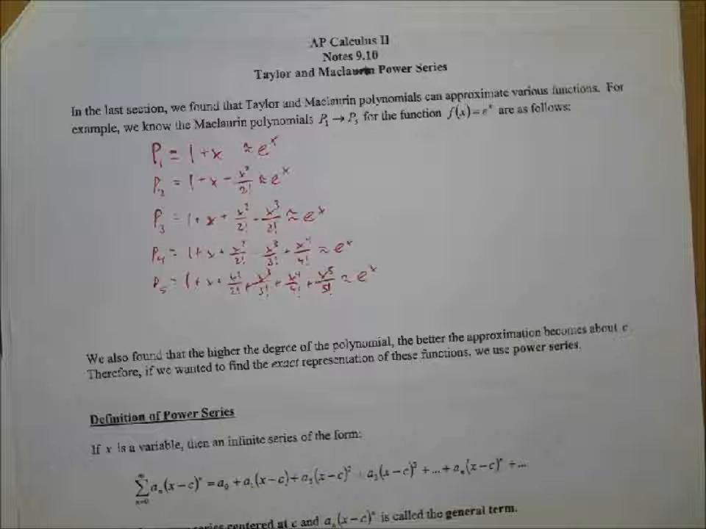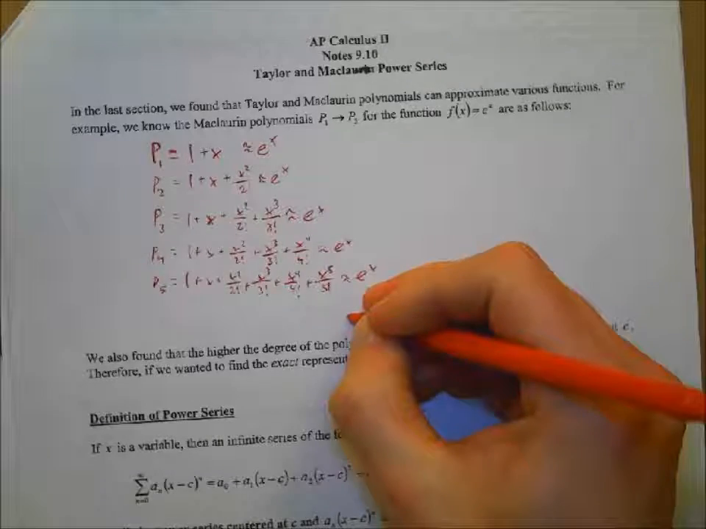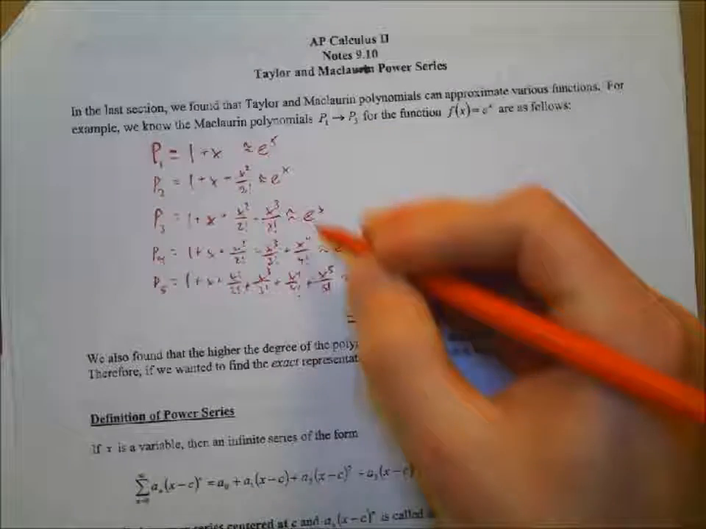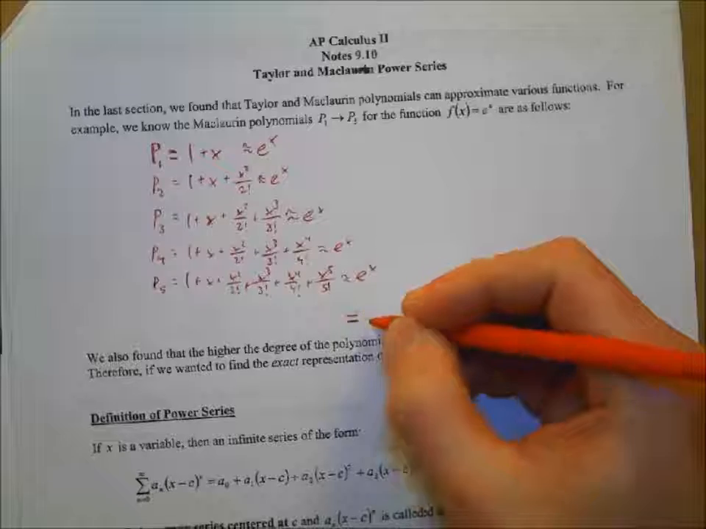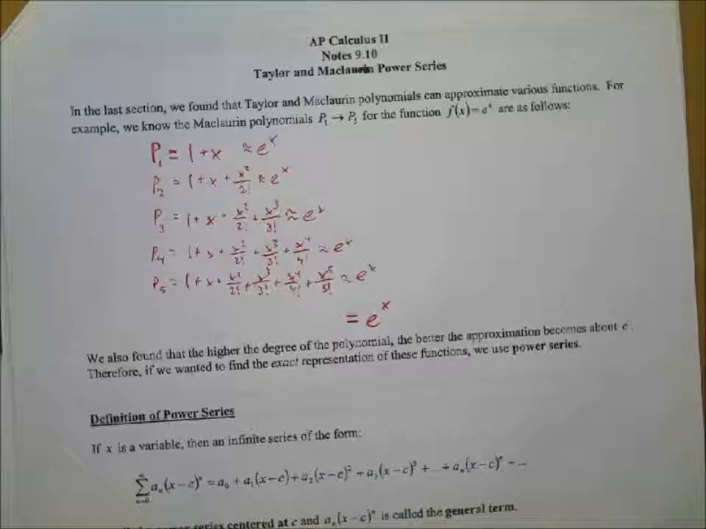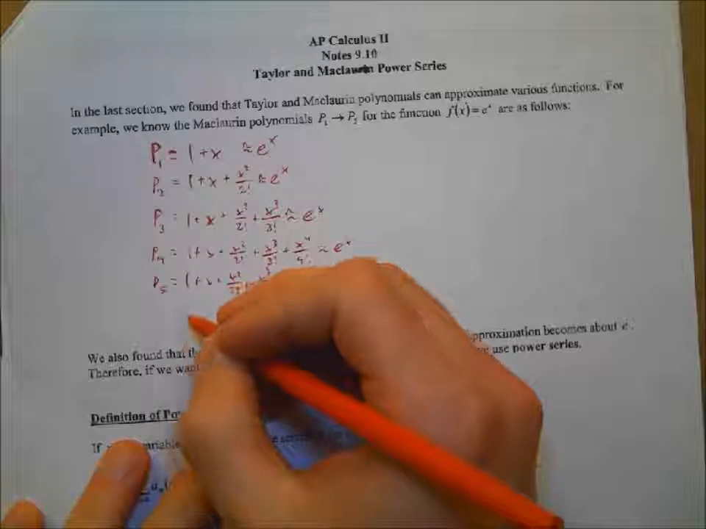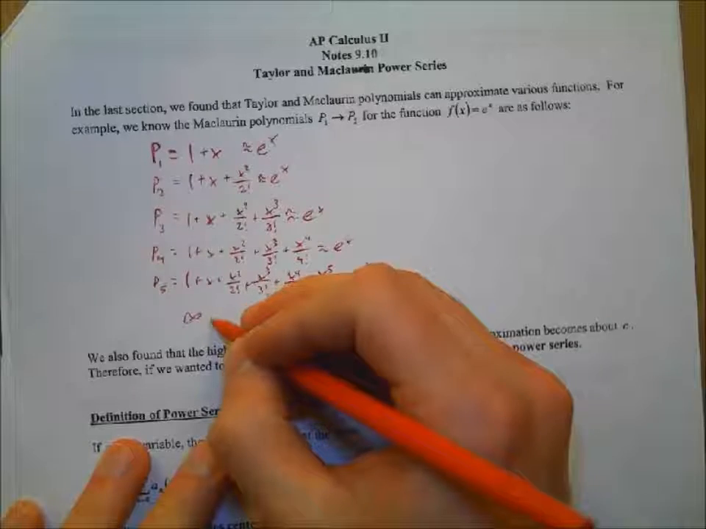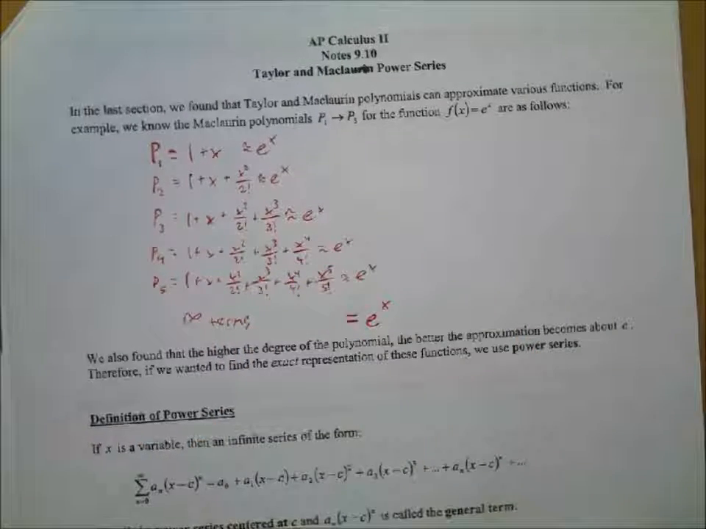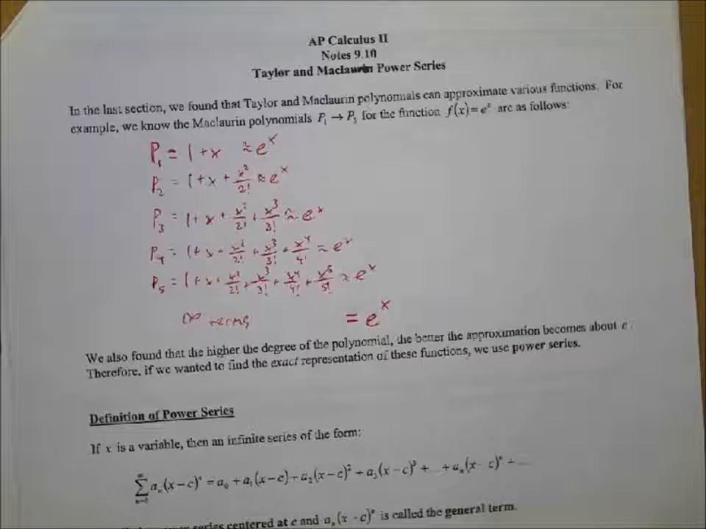So if we wanted to find the exact representation of these functions, in other words, not the squiggly equals but actually equals e to the x, well, we would want to increase our degree infinitely. If we add up all those infinite terms, then we would come up with e to the x precisely. All right, so what would that look like?